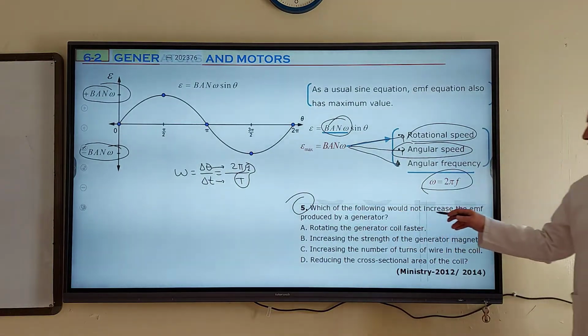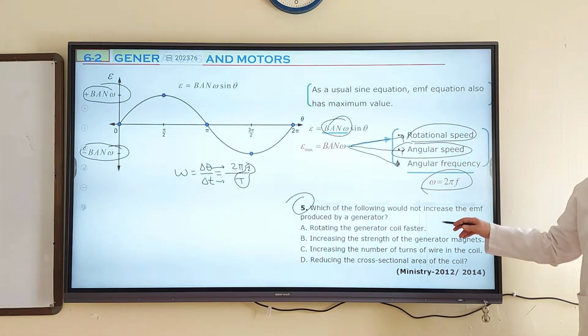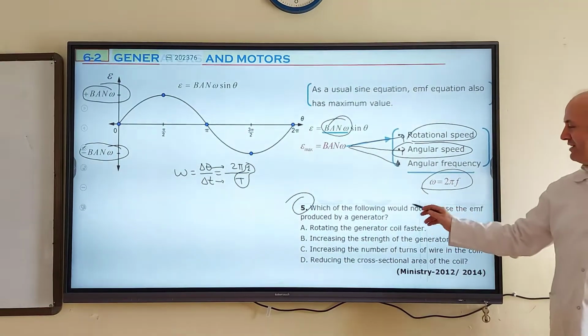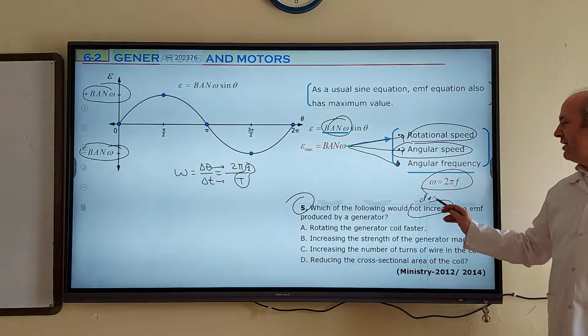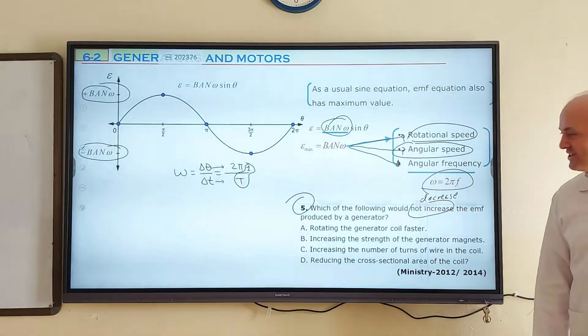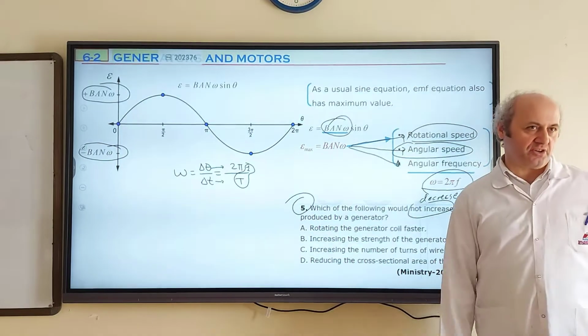Which of the following would not increase? What does not increase mean? Decrease. Yani not increase means decrease. Which of the following would decrease the EMF produced by the generator?